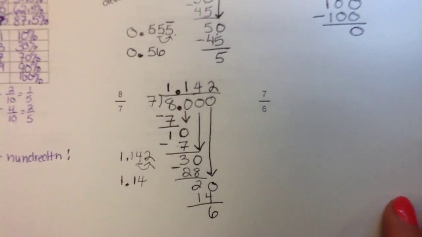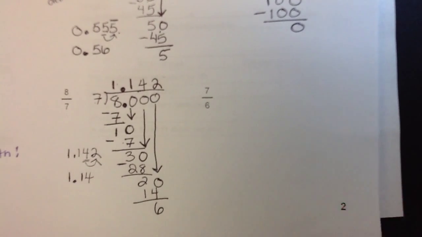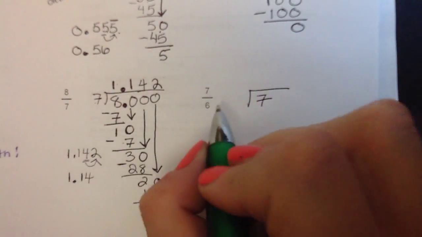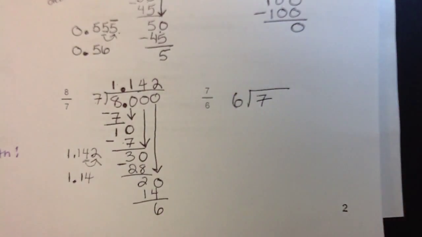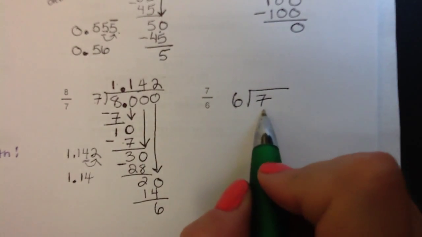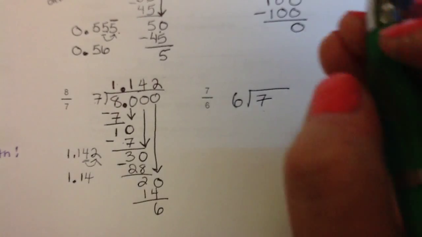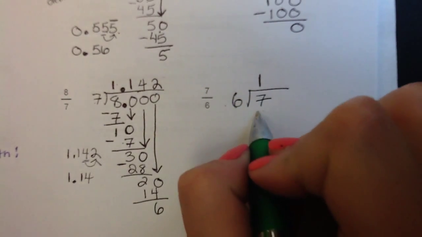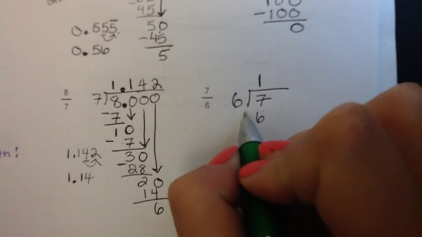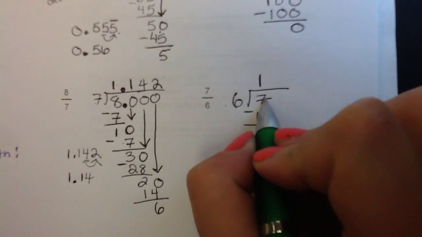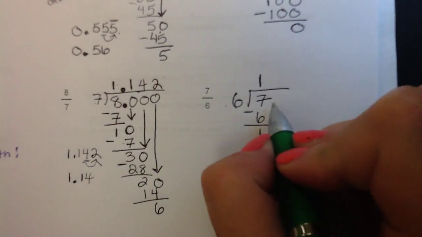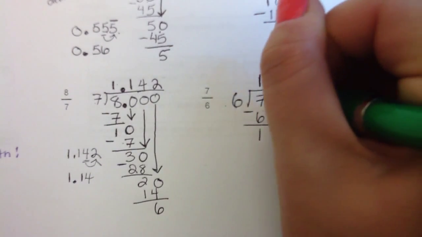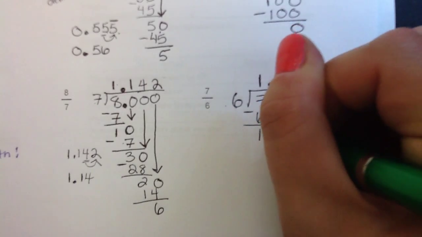All right, last one, 7/6. So again, numerator goes inside the house. There's the 7. Denominator goes outside. Any 6 fits into 7? Well, actually, yes, 1. 1 times 6 is 6 for that multiply step. And then we're at the subtract step. 7 minus 6 is 1. We add a decimal and a 0, so we can do the bring down.